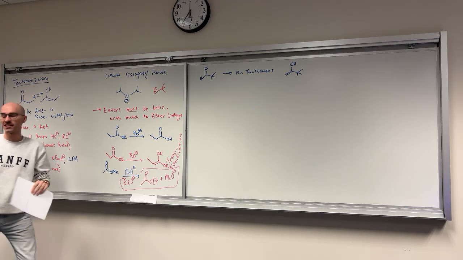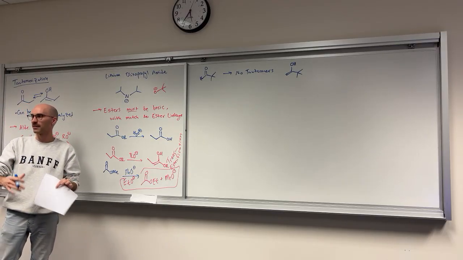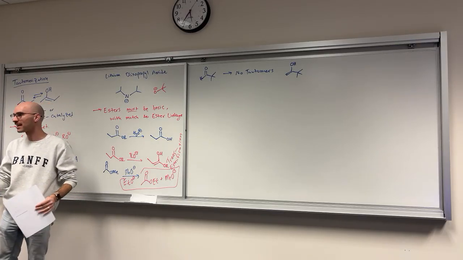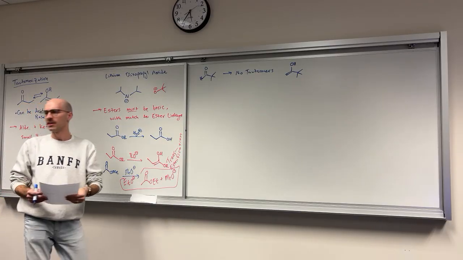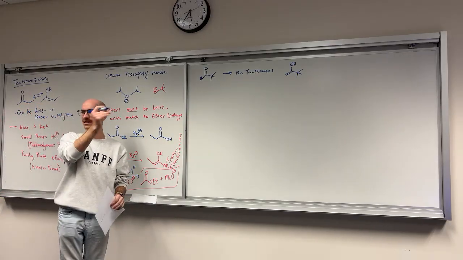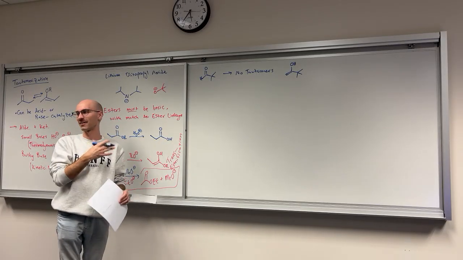Yeah, CH3MgBr, followed by an acid workup, followed by PCC to turn it back into a ketone. Because the secondary alcohol won't tautomerize, the ketone would. So just take it through a 3-step synthesis, and then you can have the tautomer, right? So essentially, don't have the aldehyde.